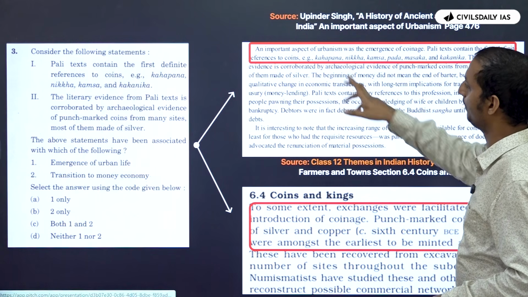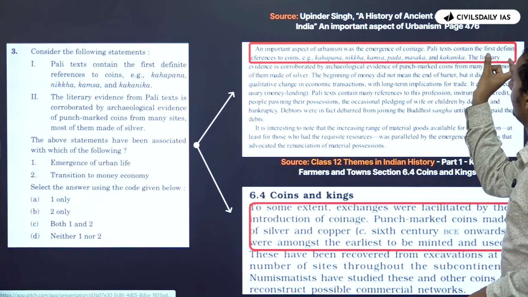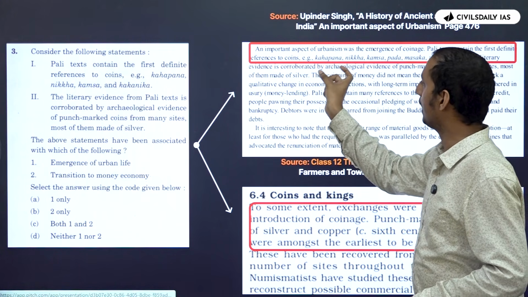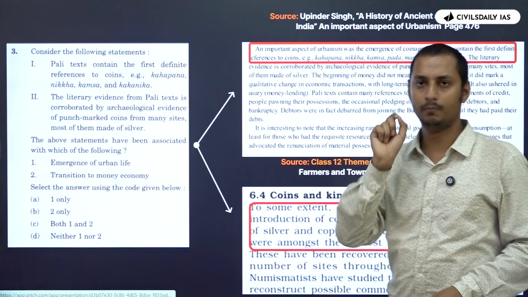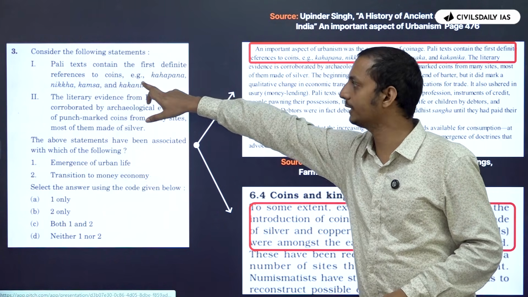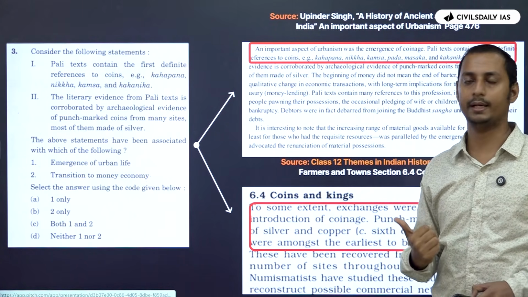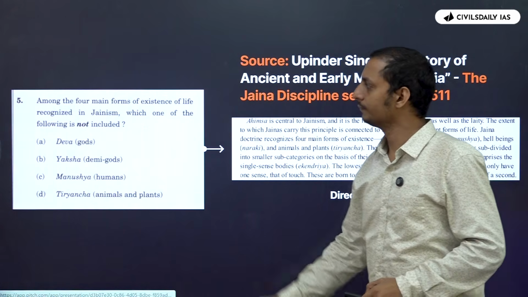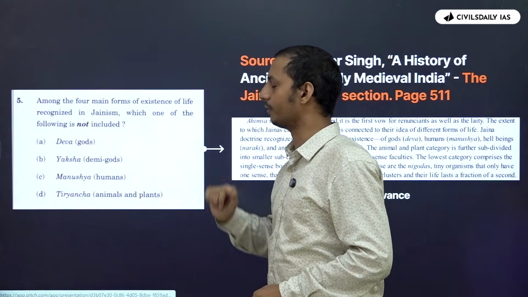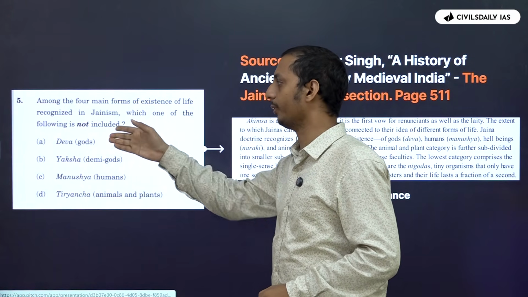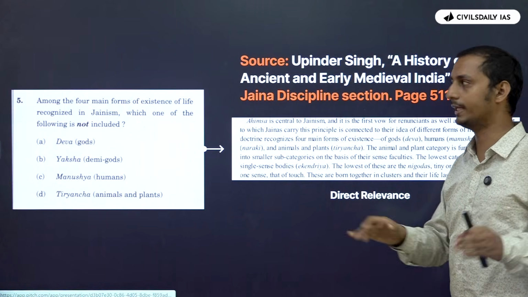An important aspect of urbanism was the emergence of coinage. Pali text contains the first definite reference to coins Kahapana, Nikka, Kamsa, Masaka and Kakanika. So the same text has been used in this question as well. So this is a direct hit from Upinder Singh and also the class 12 NCERT. Now regarding this question, very random question in my opinion. Among the 4 forms of existence of life recognized in Jainism, which one of the following is not included? Again, a direct hit from Upinder Singh, not any of the NCERTs.